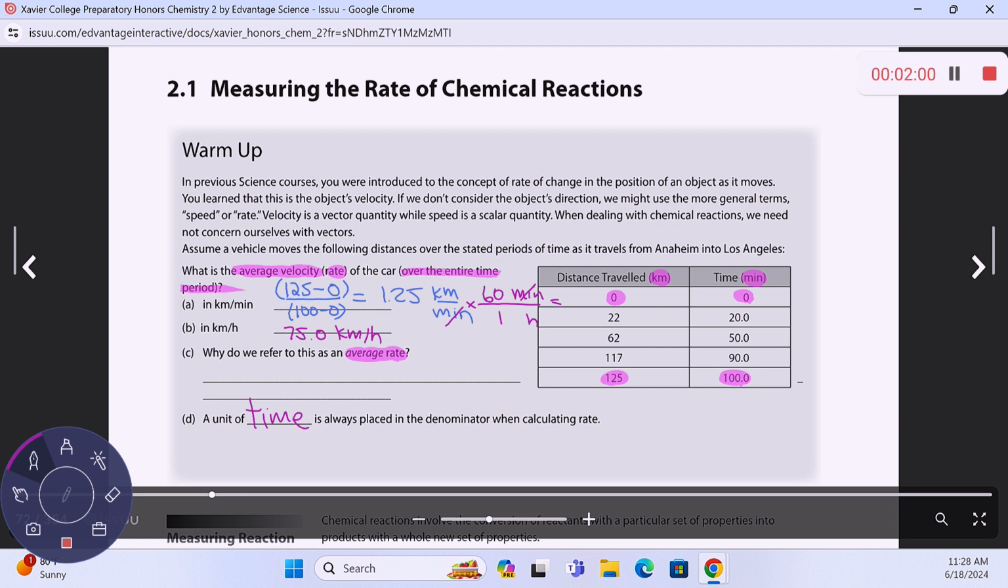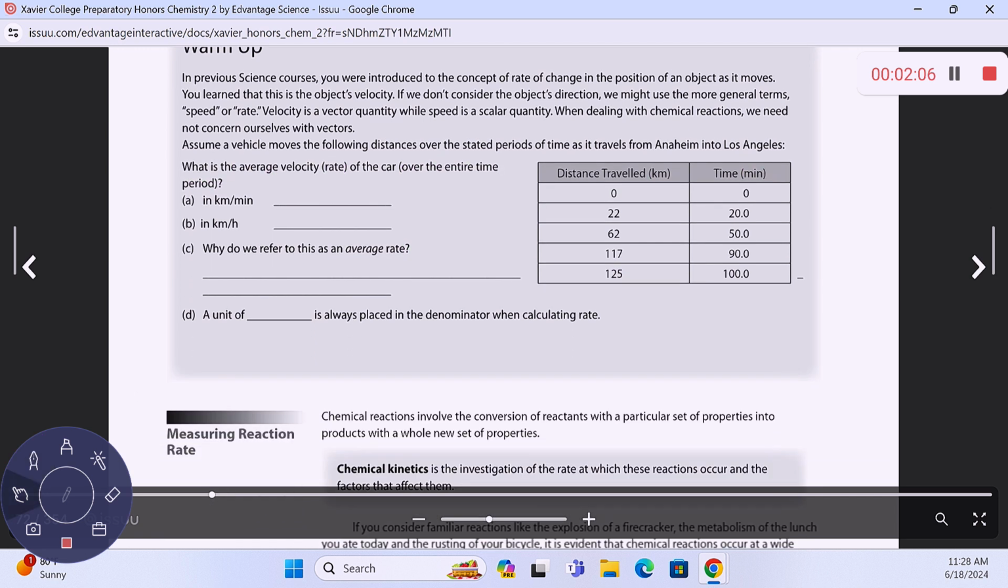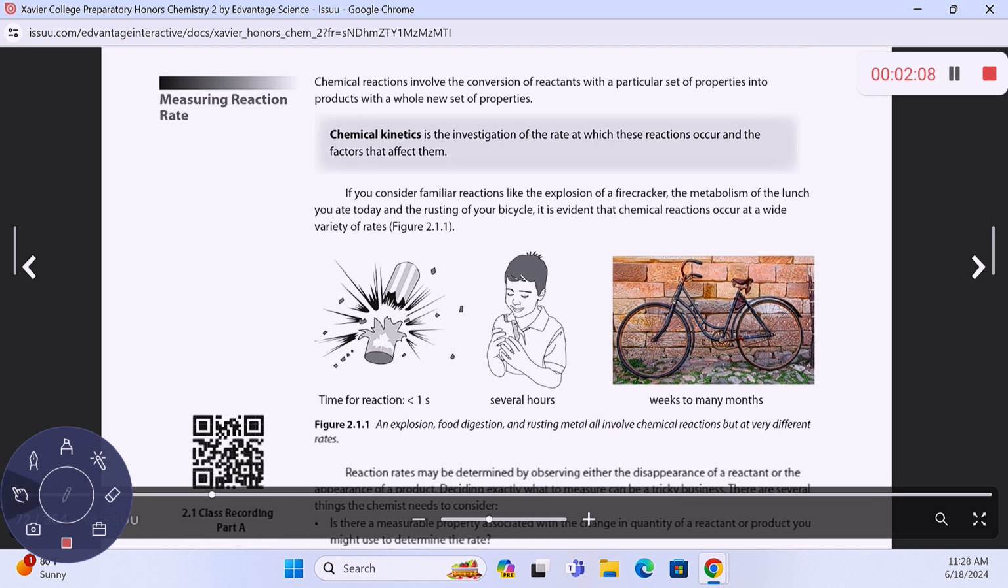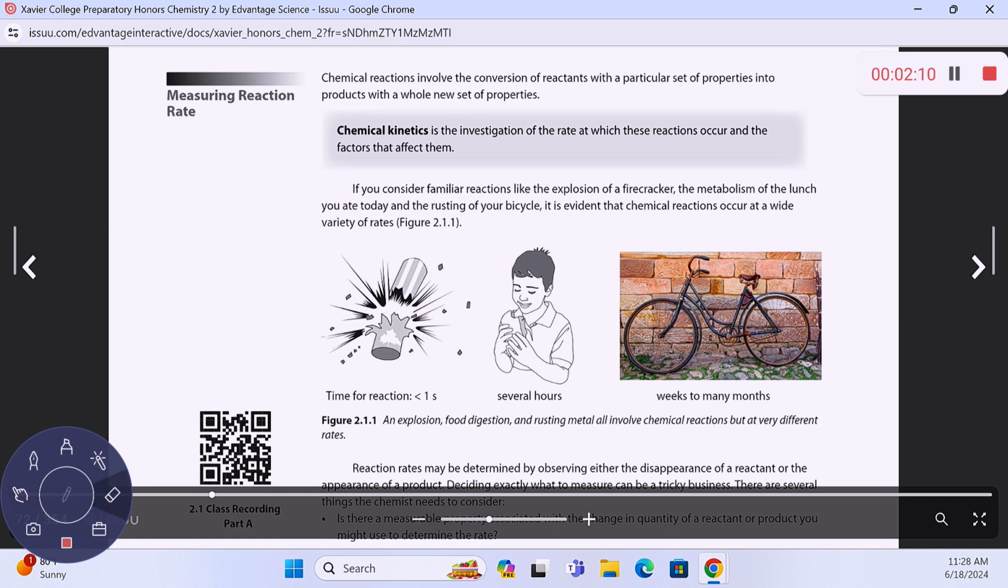Okay. So let's take a look at measuring the rate of a reaction. So underneath this section, we're talking about chemical kinetics. So kinetics is where we take a look at how quickly chemical reactions occur, and then what factors are going to influence how quickly it happens over time.